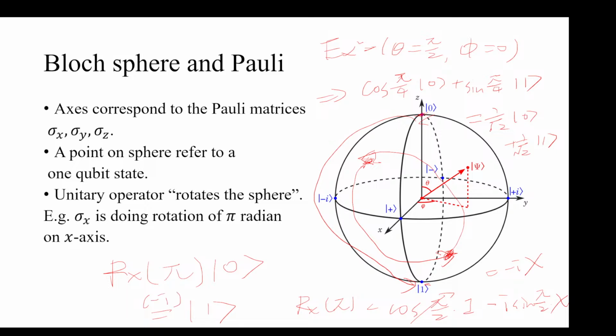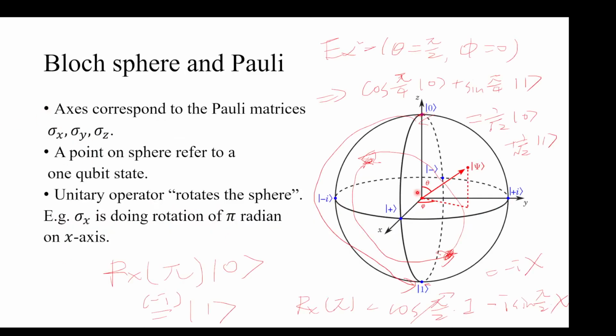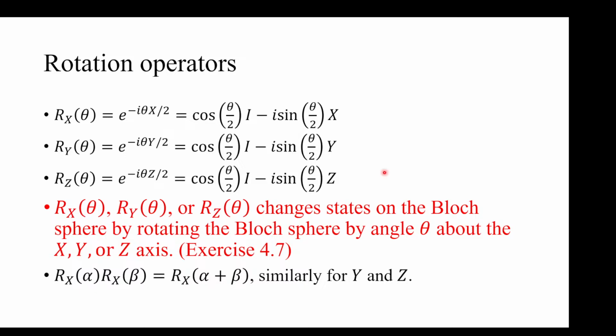And you can check yourself, or you can check in this exercise 4.7 of the textbook, that Rx, Ry, Rz actually rotate around the x-axis, y-axis, and z-axis respectively, with the angle theta being correct. And I guess we can check very quickly. Say you rotate around angle pi over 2, then you should go back to identity. Okay, so if angle theta equals pi, sorry, not pi over 2.